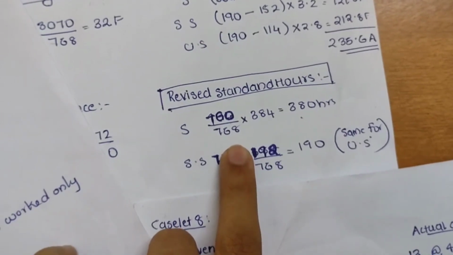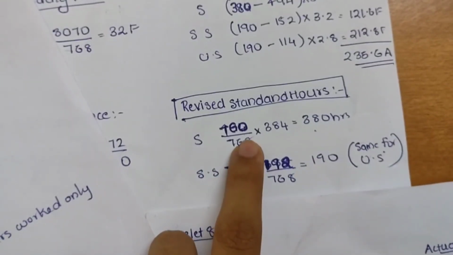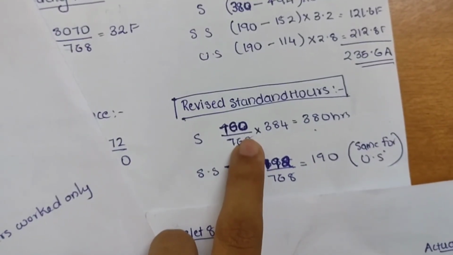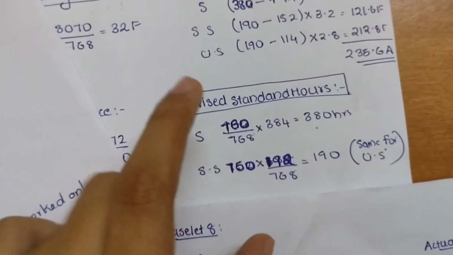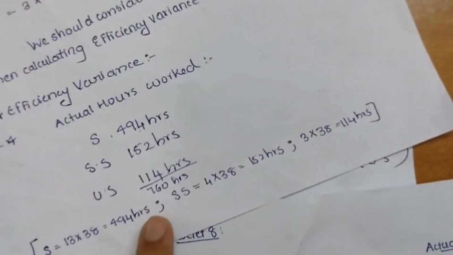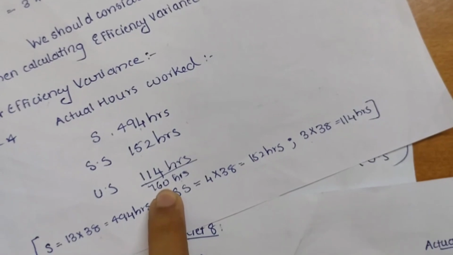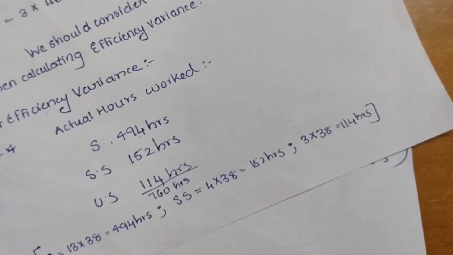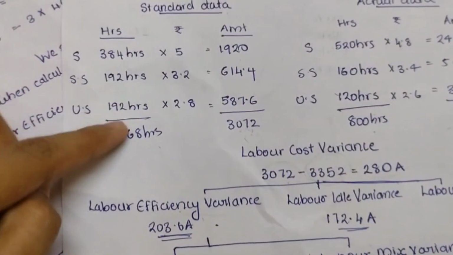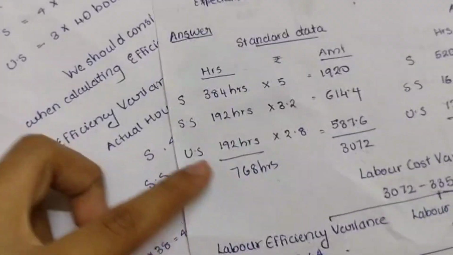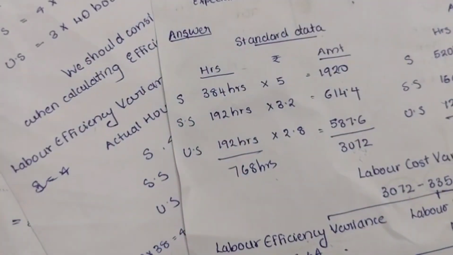Let's calculate revised standard hours. So when you are asking me what revised standard hours is, to put it simply, it is actually dividing these 760 hours. We are going to divide that 760 in the ratio of standard hours. So let's see.